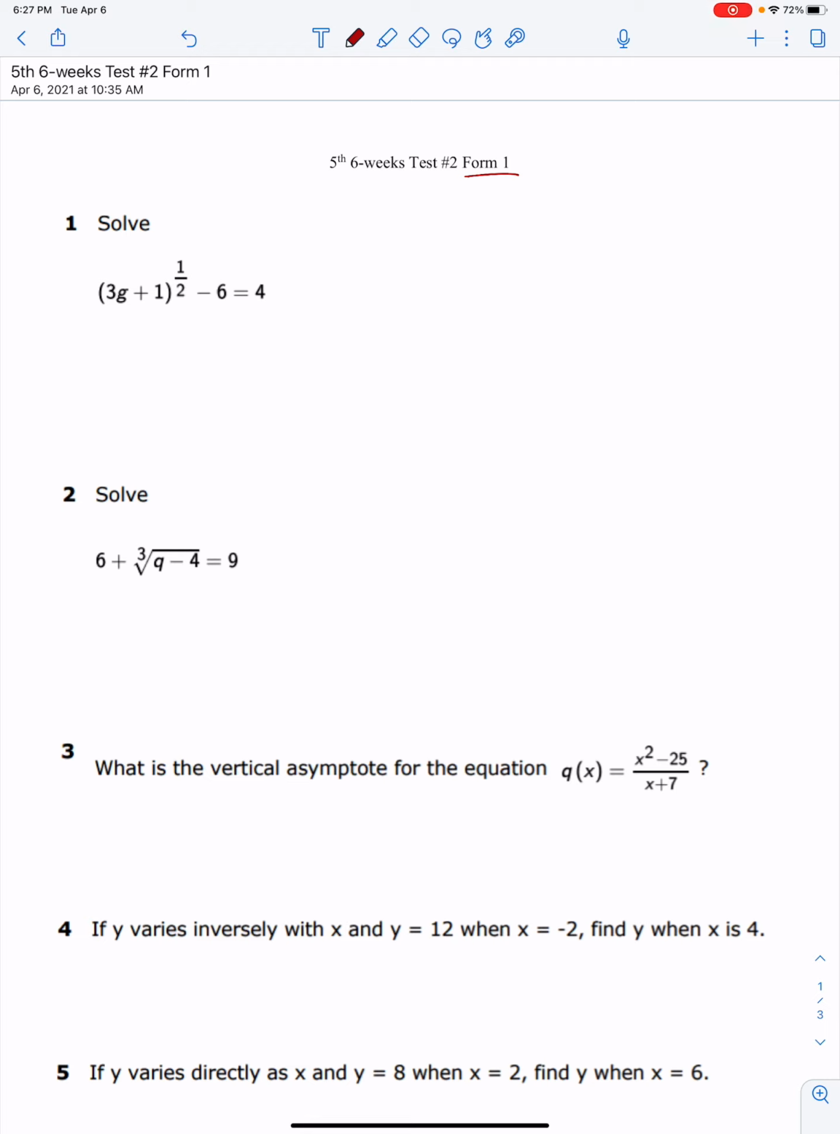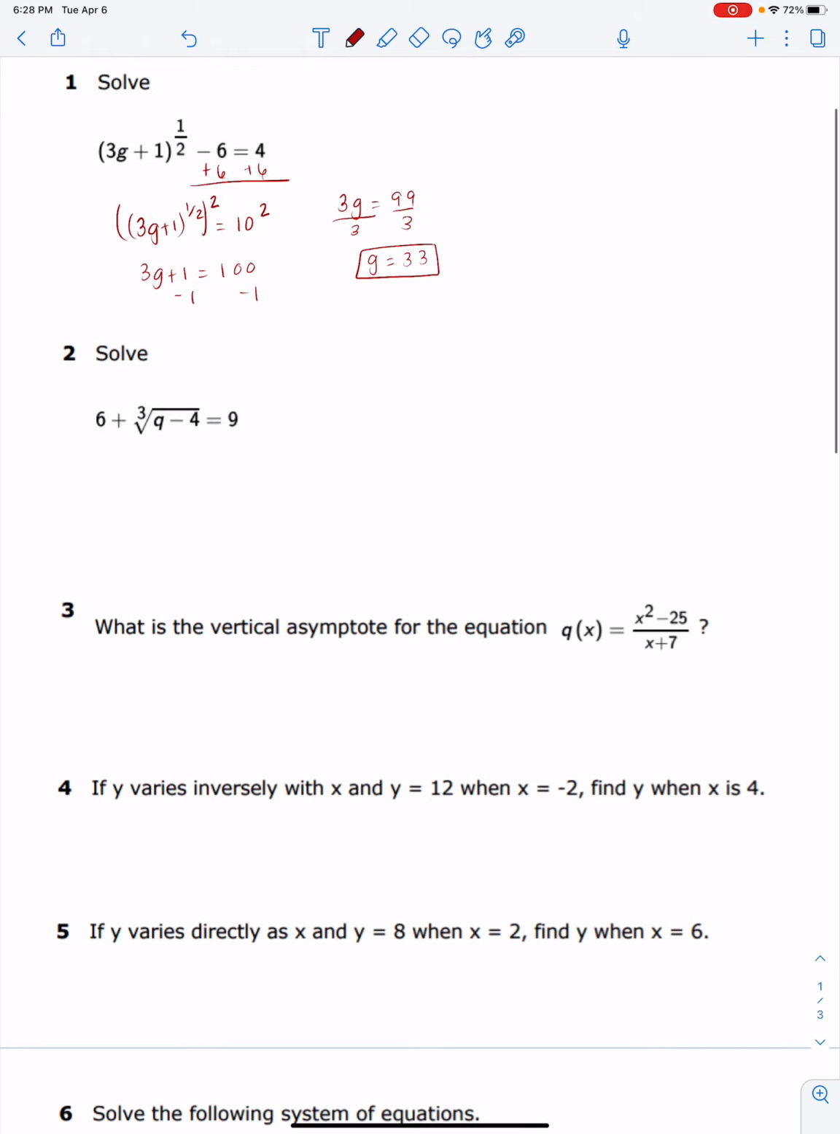So question number 1, first you're going to isolate this 1/2 exponent. So I need to add 6 to both sides. Then I have 3g plus 1, all raised to the 1/2 power, equals 10. All right, now, in order to get rid of the 1/2 power, we're going to square it. So I have 3g plus 1 equals 100. Now I'll just solve for g. Minus 1. So 3g equals 99. Divided by 3. G equals 33.